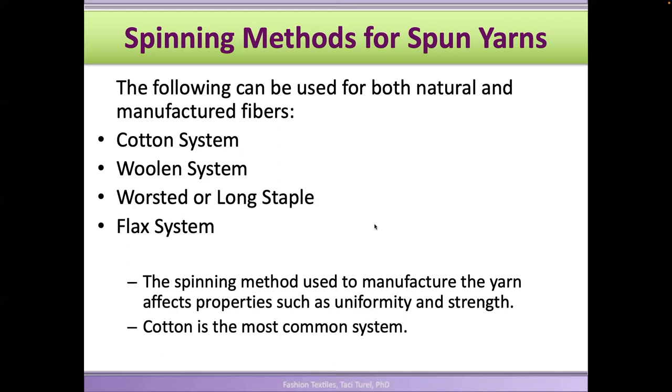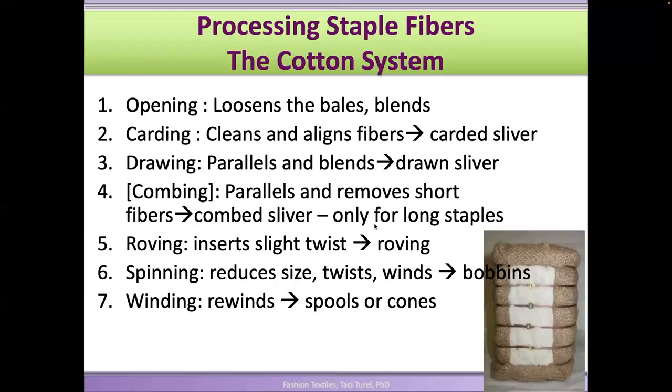And we can also use the cotton system on manufactured fibers that are cut into staple. And sometimes, especially when we are blending, let's say, polyester with cotton, we cut the polyester filaments into staple fibers, and then we blend it with cotton fibers, and then we spin them going through the cotton spinning system, and then we turn them into a yarn. So when you make the yarn, it's a blend of polyester and cotton fibers together. So I'm going to talk about those systems. And we'll talk about how spinning is done for short staple fibers and natural fibers.